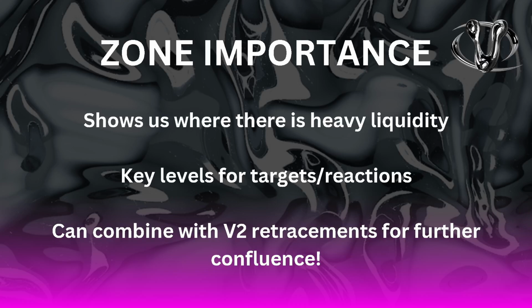So like I mentioned before, these zones show us where there's heavy liquidity. These are key levels for targets and reactions. And you can combine this with V2 retracements for further confidence. None of these elements which I discussed should ever really be used on their own. You have to use this with overall market sentiment data. You have to use this with in-depth, real-time order flow. And you have to use this in confluence with other analysis on other commodities and indices as well.